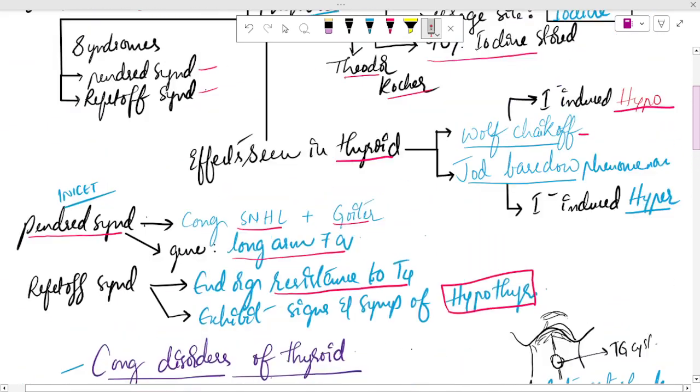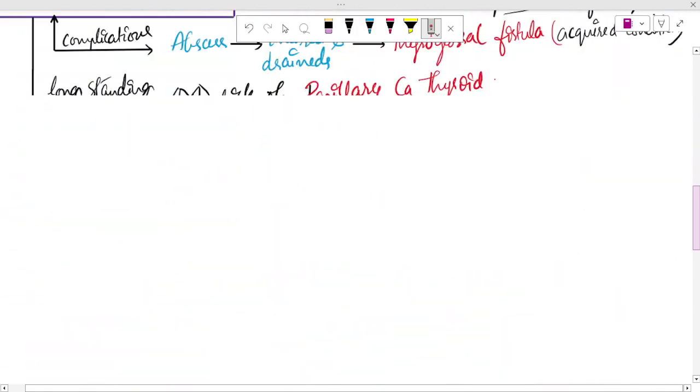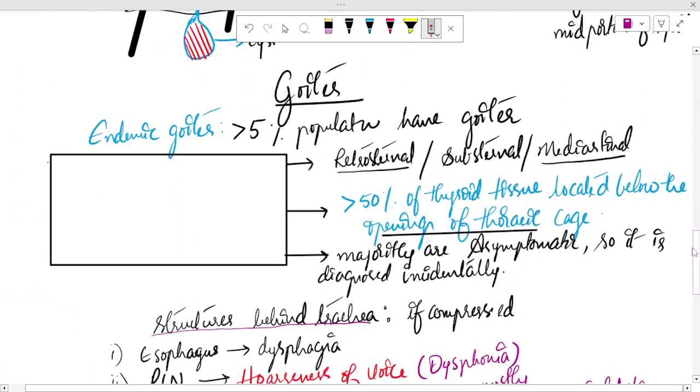I think one of the points we missed. No, we finished it. Okay, so that is called Sistrunk operation.